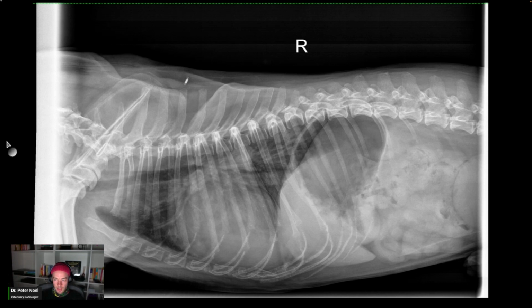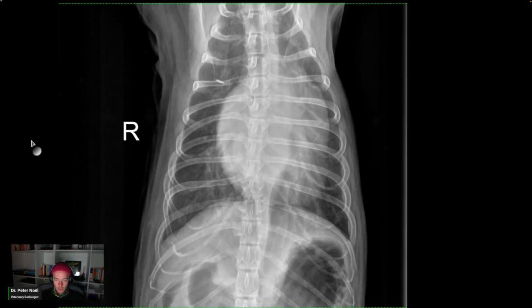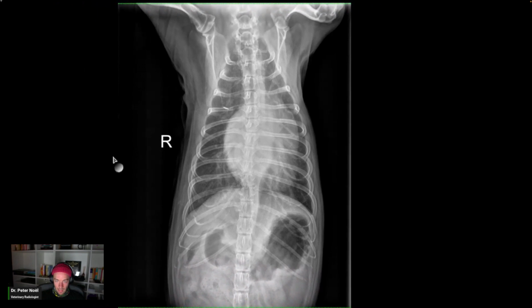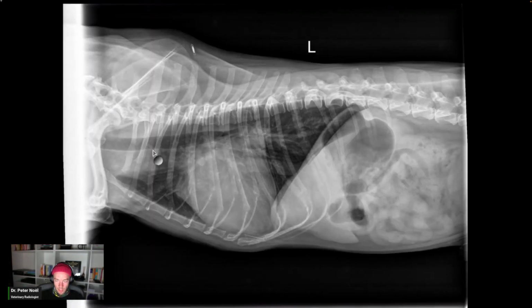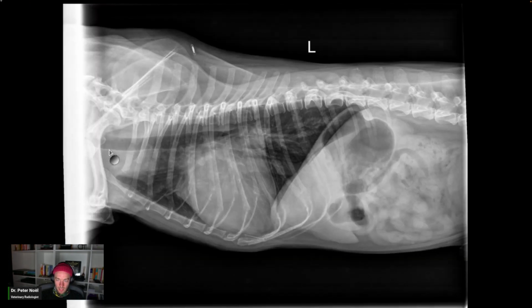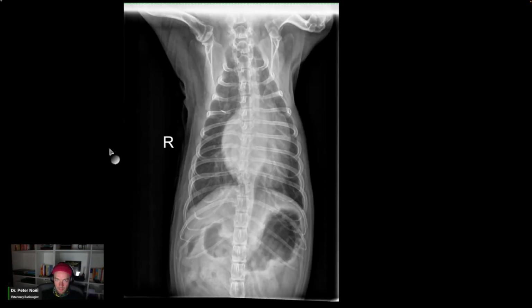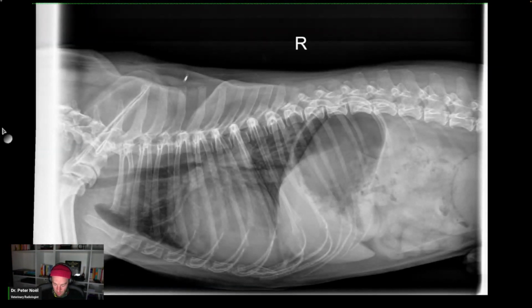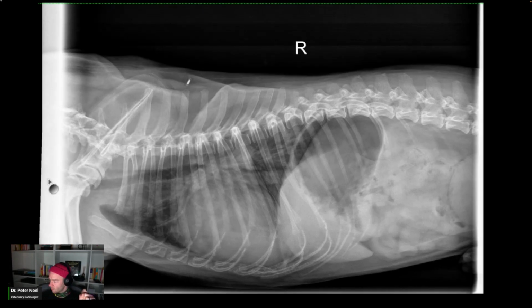So this is an 8-year-old dog that's presented for coughing and tachypnea. And the breed, it's a mixed breed, and we've got 3 views of the thorax. There is a right lateral view, there is a left lateral view, and there is a VD view. Okay, so let's give you some time here. Go for it.